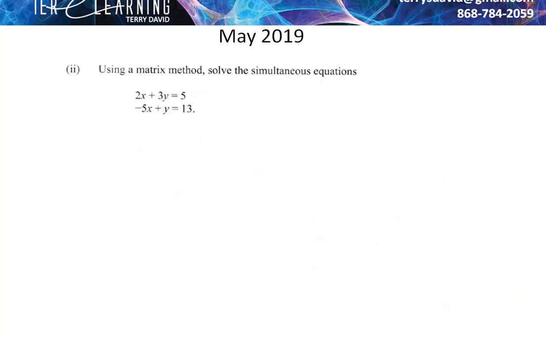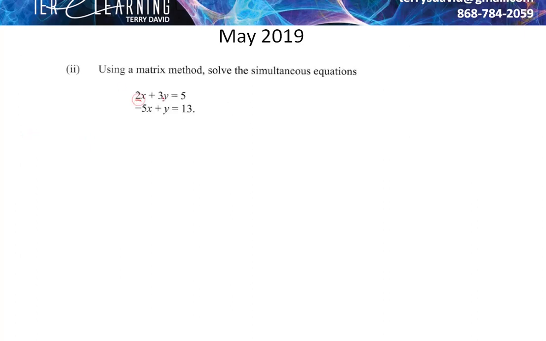Now, we have a next question here. They want you to use a matrix method to solve this pair of simultaneous equations. Now, there are several ways to solve simultaneous equations. We can use substitution, elimination, we can draw a graph, and there's a fourth method, which is a matrix method. First thing we need to do when solving this as a simultaneous equation is to write it in a matrix format.